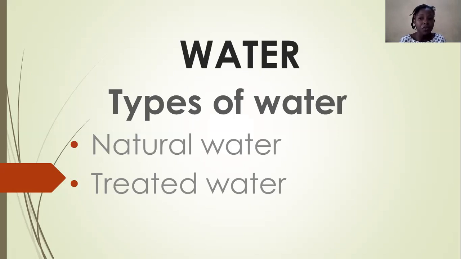Then for treated water, the purest form of treated water is distilled water, which is commonly used in the laboratory. So rainwater is a natural distilled water. So I hope you understand that. So that is for types of water.